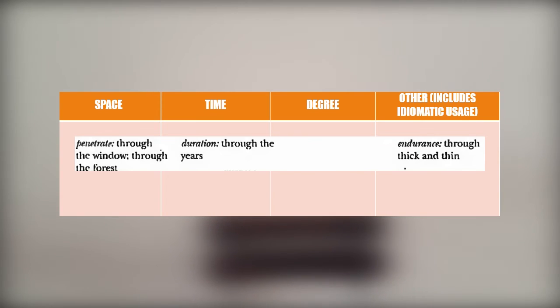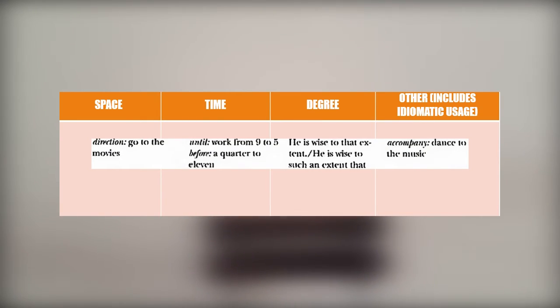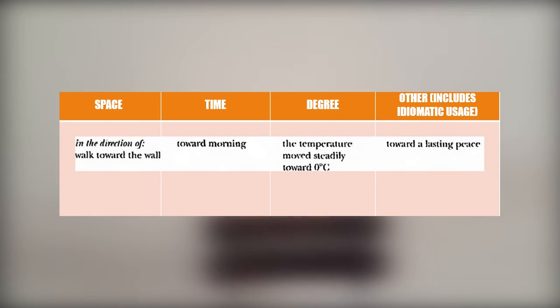Through the window, through the forest, the penetrant. Through the years, the duration. Through thick and thin, which means the endurance. To. Go to the movies, the direction toward the place. Work from 9 to 5, until 11:15, which is before. He is wise to that extent. Dance to the music, which is accompany. Towards. Walk toward the wall, in the direction of. Toward morning. The temperature moves steadily toward 0 degrees. Towards a lasting peace.